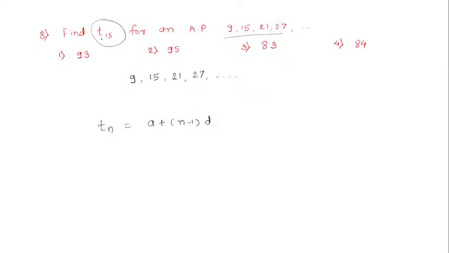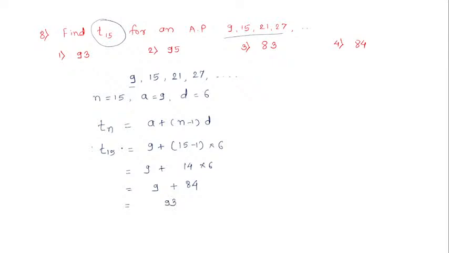So T15, the 15th term, and D is 6. So 9 as it is plus (15 minus 1), that's 14 into 6, that is equal to 9 plus 14 into 6, that's 84. So 84 plus 9, that's 93. So the 15th term for this given AP is 93, which is at alternative 2, our correct answer.